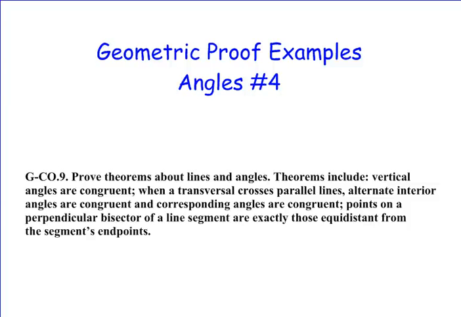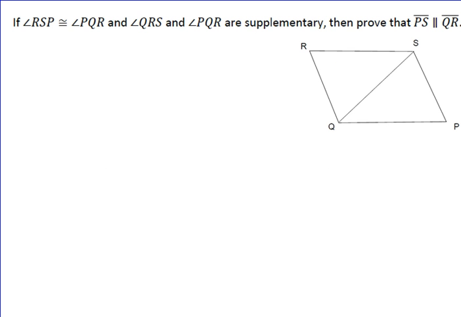Once again, we're going to look at an example of a proof using angles. In this particular proof, we're going to look at showing that two lines are parallel. And you might notice this is a proof that you maybe would see later on in your geometry class having to do with parallelograms.